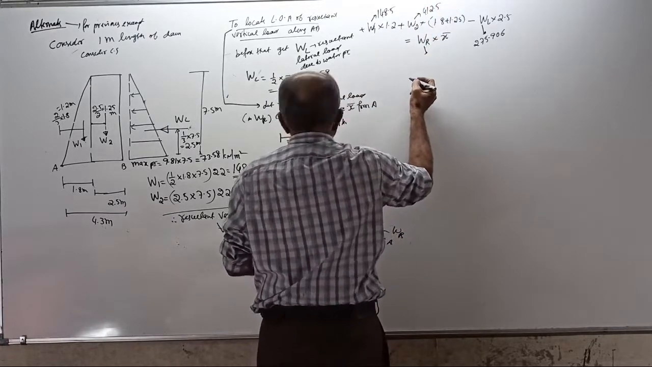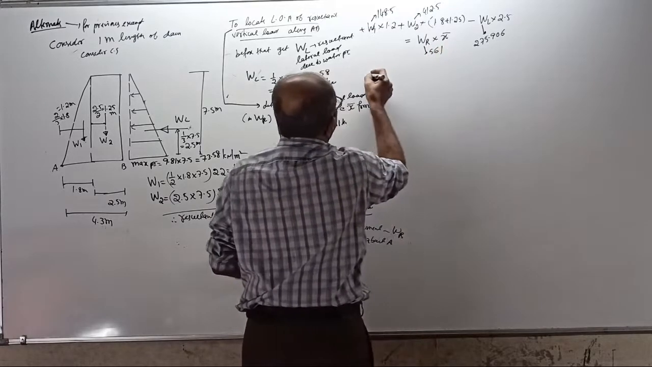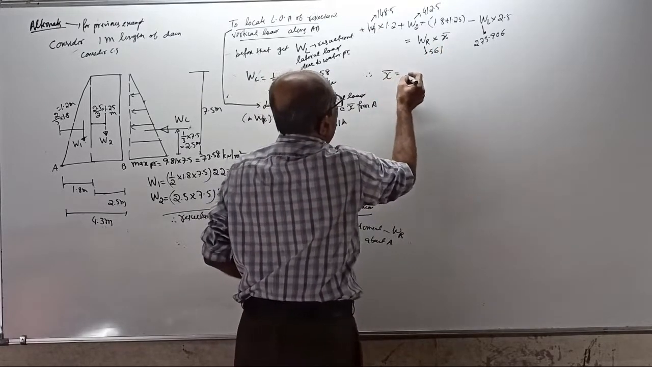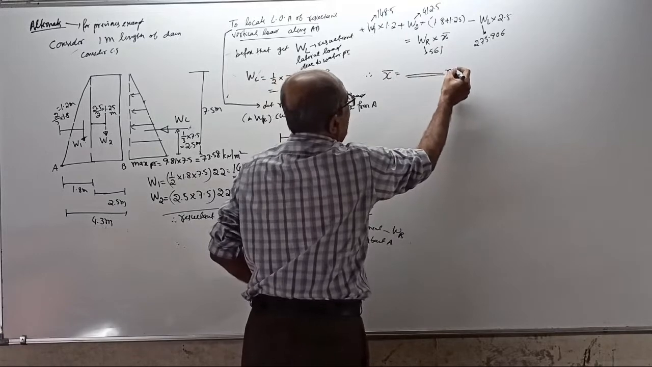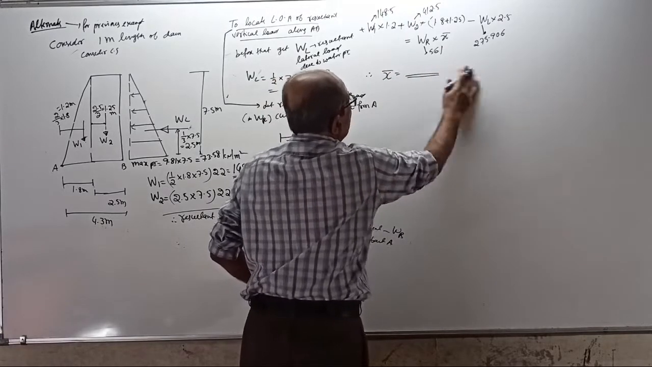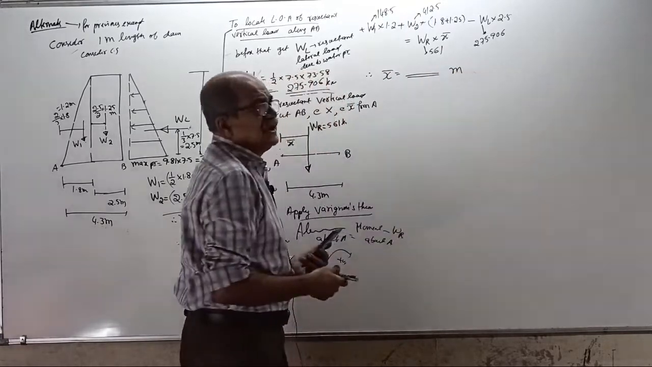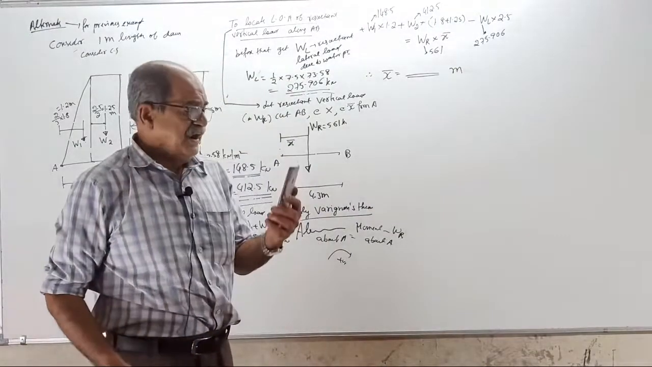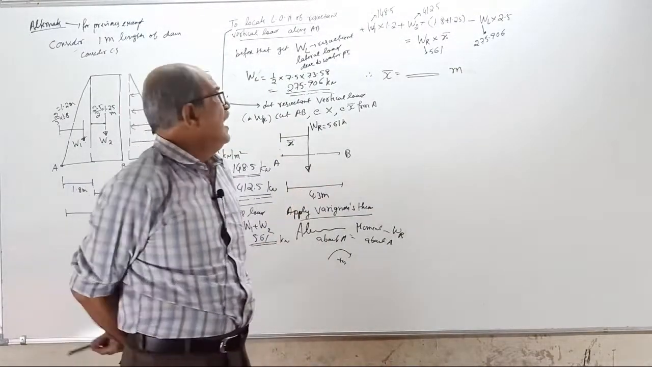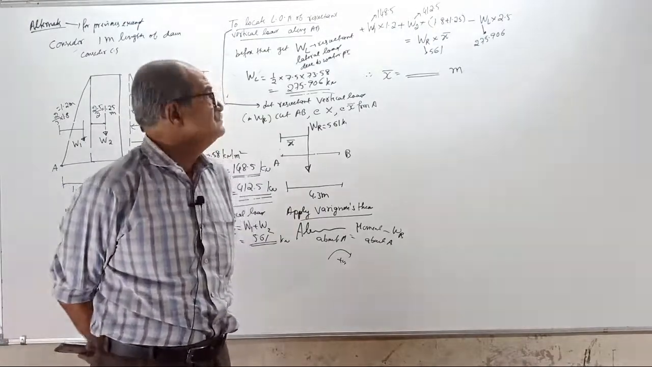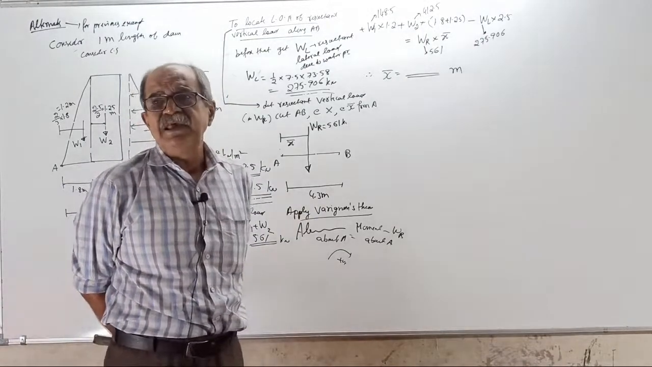WR is 561. Therefore, get the value of X bar. It will give you where the resultant acts, in millimeter or meter. Calculate X bar correctly, to third decimal accuracy.